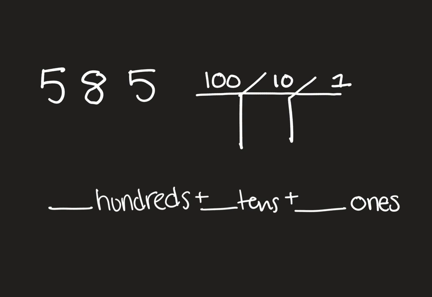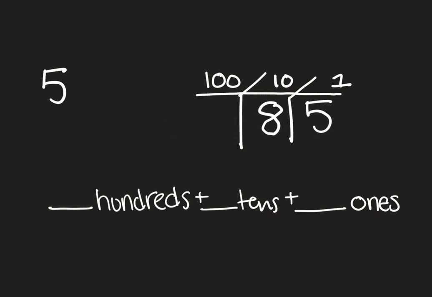Okay, for our last example problem, we're going to put the number 585 into a place value chart and into expanded form, just like we did with the other two. So I'm going to show you another method that you can actually use to do this. You can actually just grab your number and move it over.